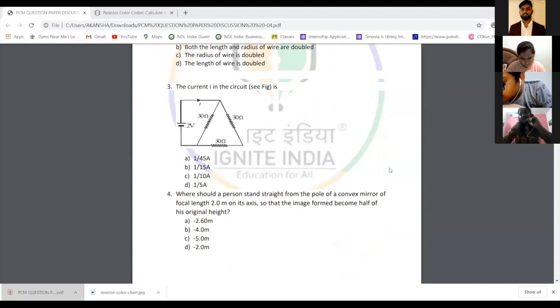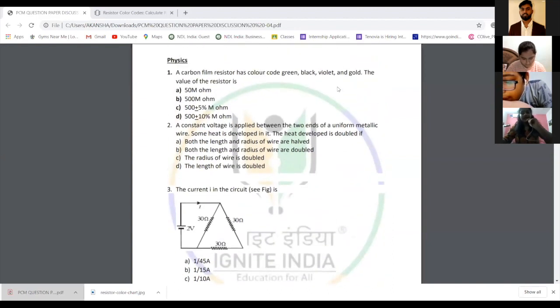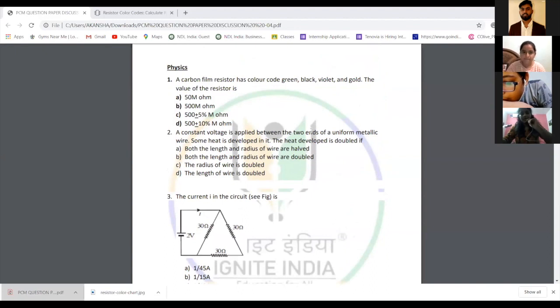Ma'am, actually, resistance is directly proportional to length, right? So if length is double, then heat also becomes double, right? But what are they asking? A constant voltage is applied between the two ends of a uniform metallic wire. Some heat is developed in it. The heat developed is doubled. The heat will be doubled only if the resistance is doubled, right? How will the resistance be doubled? There are categories given in it, so you have to hit and trial every category to see when the resistance will be doubled.